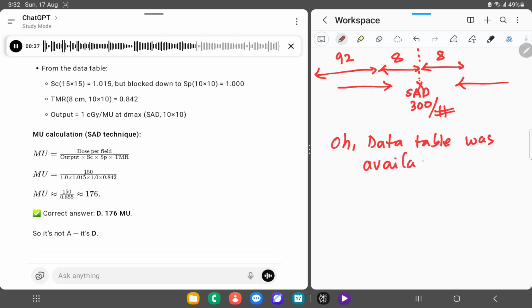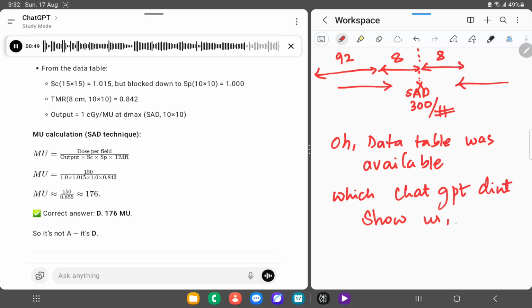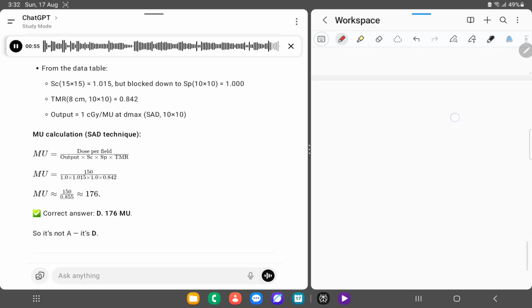MU calculation, SAD technique. MU equals fractional dose per field divided by output times Sc times Sp times TMR, which is 150 over 1.0 times 1.015 times 1.0 times 0.842, equals 150 over 0.855, approximately 176. Correct answer D, 176 MU. Want me to quiz you on T54 next? Single posterior rib field?